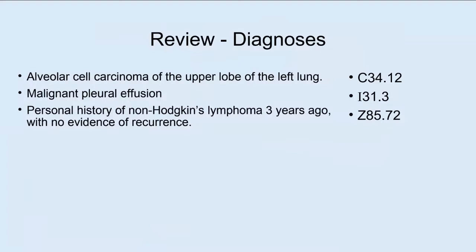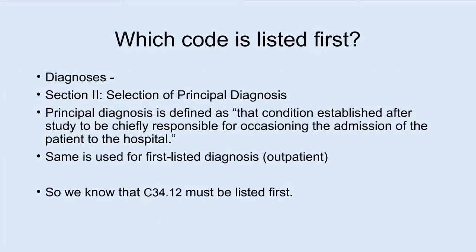Okay, so let's look at what diagnoses we have found. It's good to kind of take a look back, look at the words we've underlined, look at what we've got for diagnoses just to make sure that everything's covered. Okay, alveolar cell carcinoma upper lobe of left lung. Yep. Malignant pleural effusion. Yes. Personal history of non-Hodgkin's lymphoma, no evidence of recurrence. Yes, that covers everything. But we're not done yet.